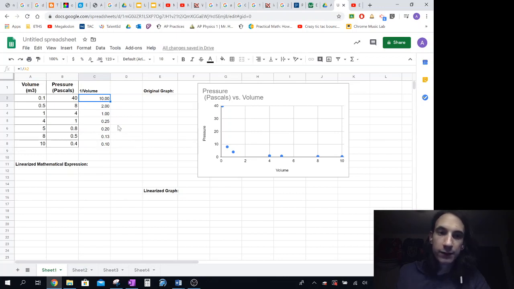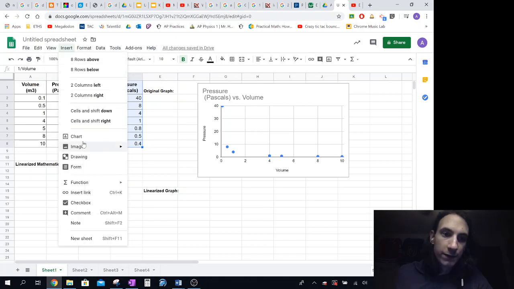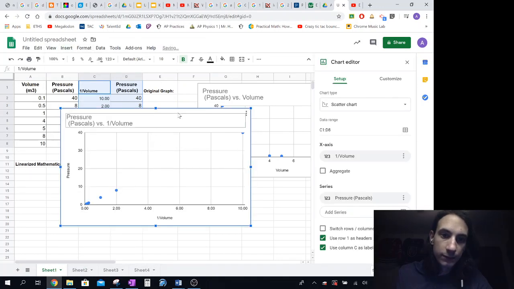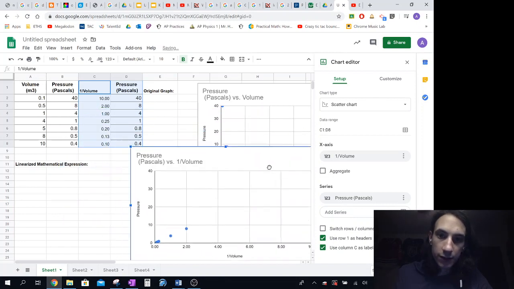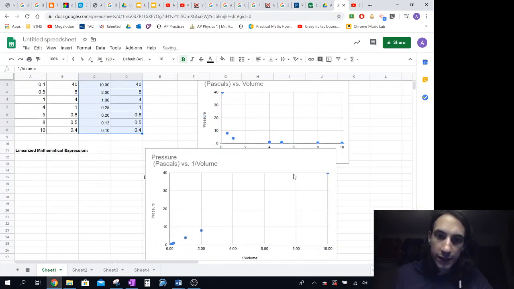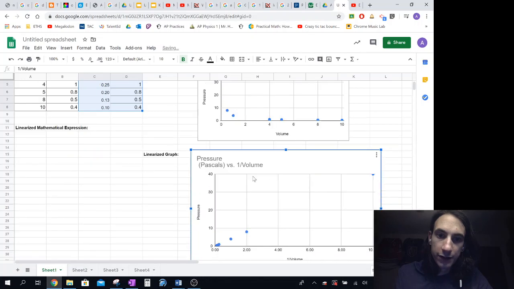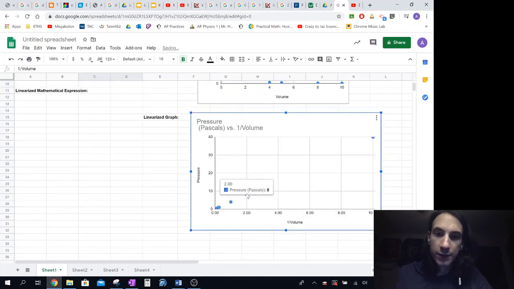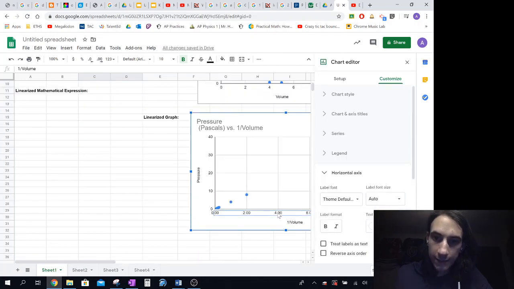I'm going to pause this really quick. What I want to do now is graph volume, 1 over volume, and pressure. But Google Sheets is always kind of, let me try it out really quick. Google Sheets is always pretty finicky with me. Oh, that time it did it. Cool. So we see, I graphed pressure versus 1 over volume, and now I have a linear graph.